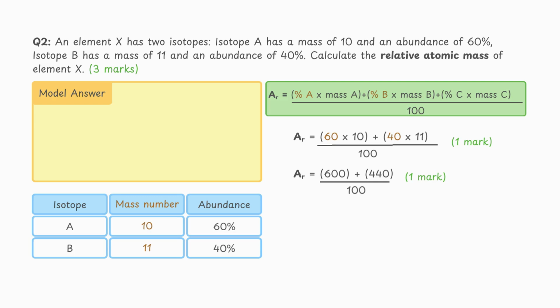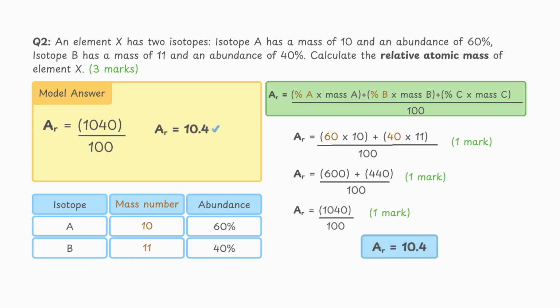Next, add them together. 600 plus 440 equals 1040. Finally, divide by 100. 1040 divided by 100 equals 10.4. So the relative atomic mass of element X is 10.4.